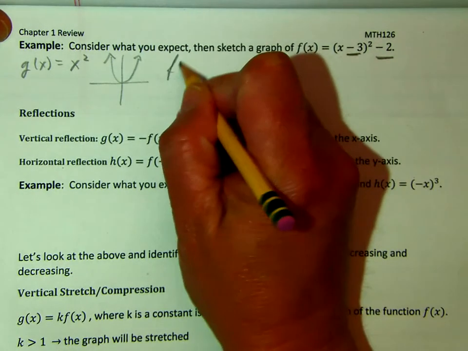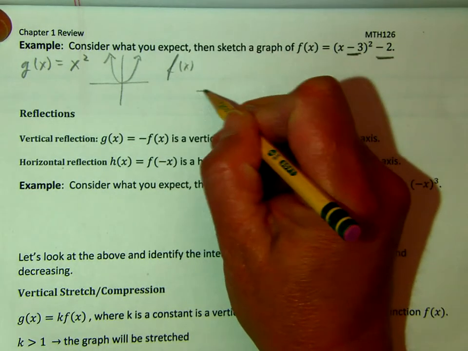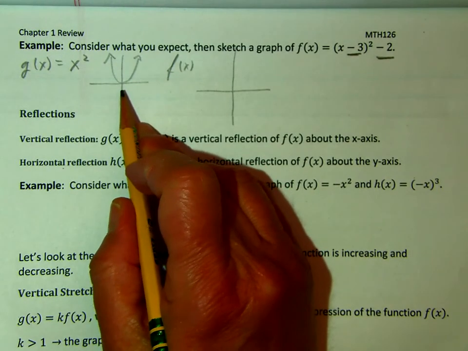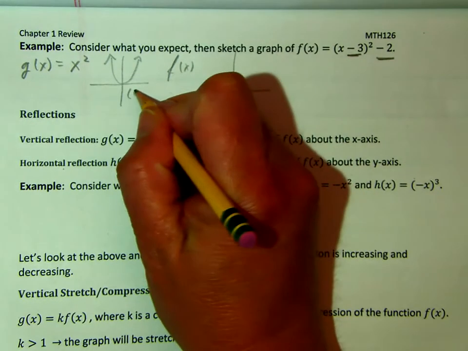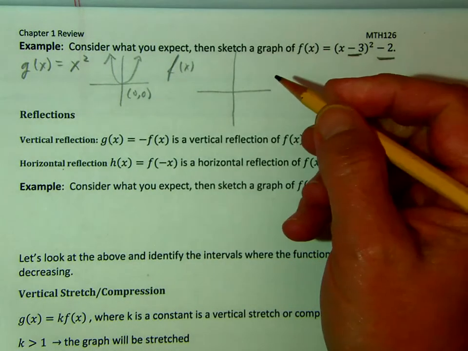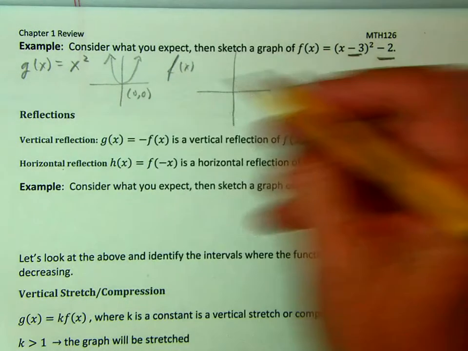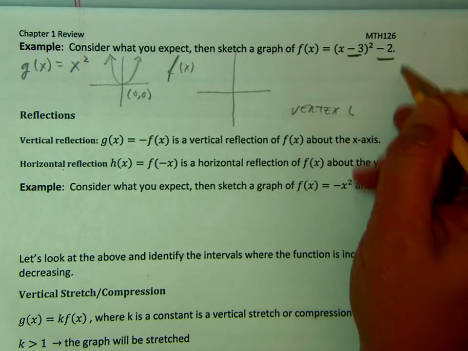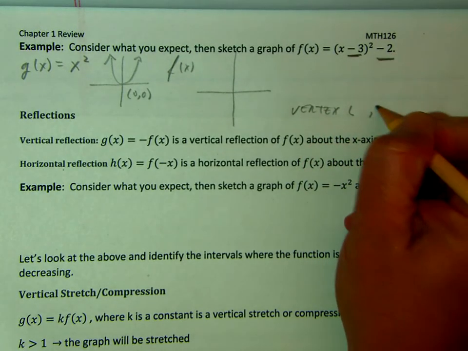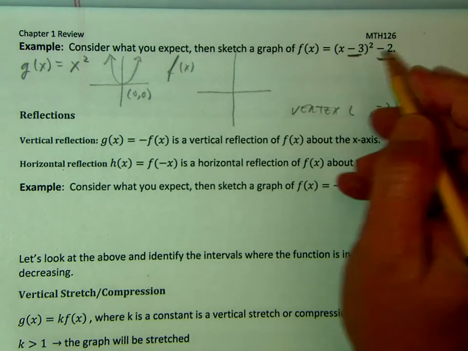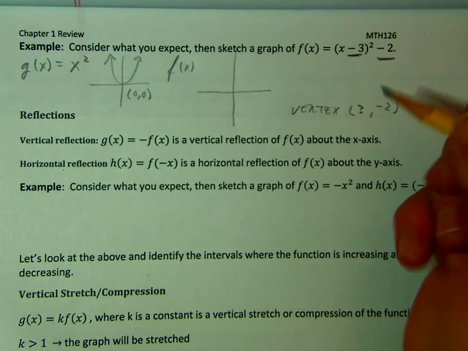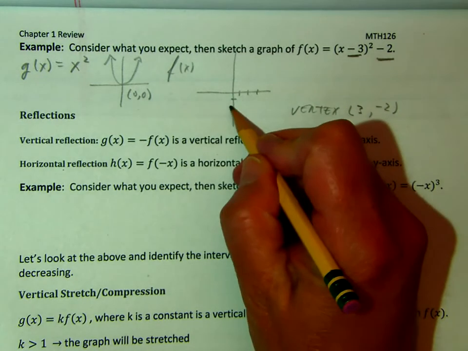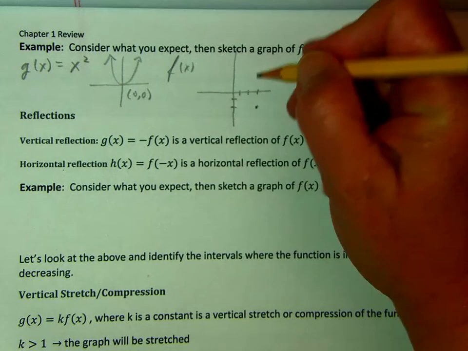So for f of x, I'm going to orient on the vertex here. I expect the vertex to move from 0, 0 to 3 right, down 2. So I expect my graph to look something like this, with a vertex here.